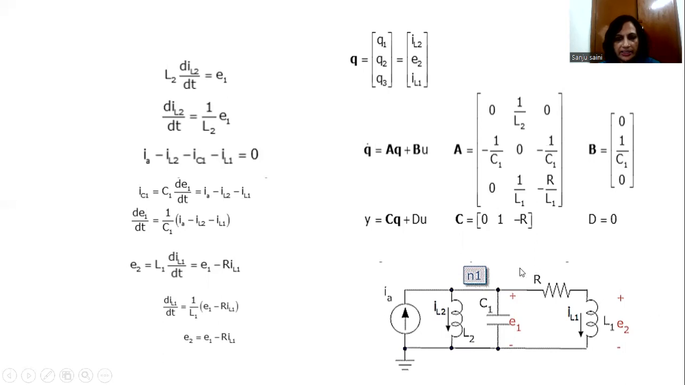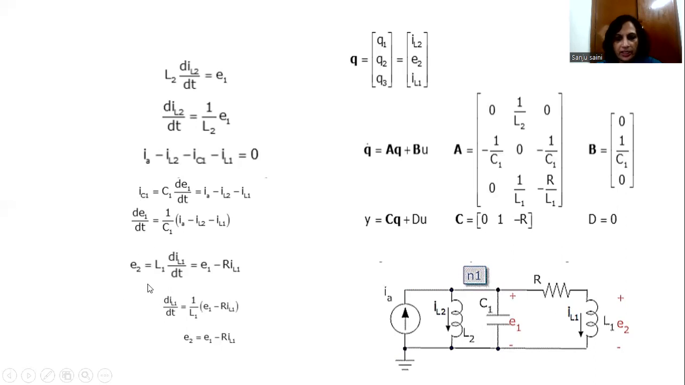If we consider this circuit, we can see that L2 into dIL2 by dt is equal to E1, so it can be rewritten as dIL2 by dt is equal to E1 by L2. At the same time, we can see that IA minus IL2 minus IC1 minus IL1 is equal to 0, and IC1, the current through the capacitor, is equal to C1 into dE1 by dt. So dE1 by dt, the derivative of the voltage across the capacitor, can be written as 1 divided by C1 times IA minus IL2 minus IL1.